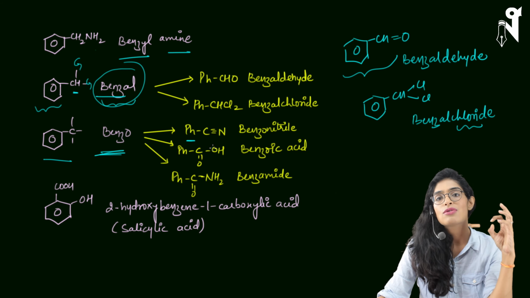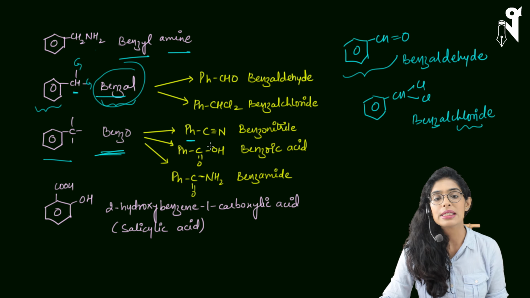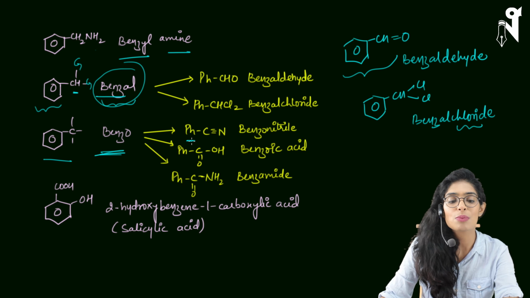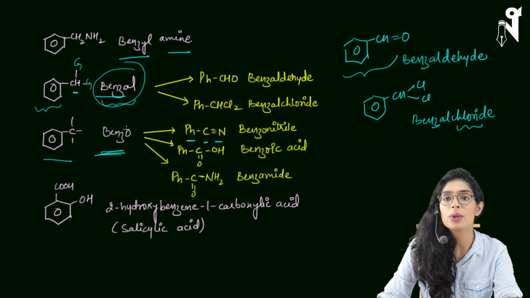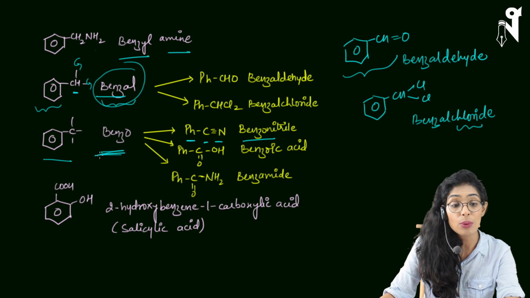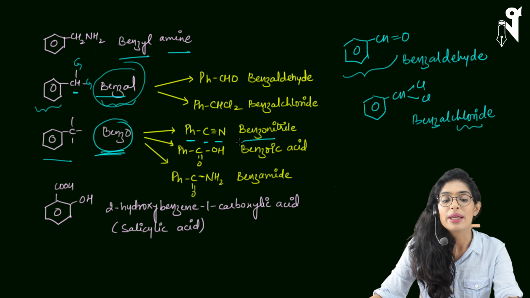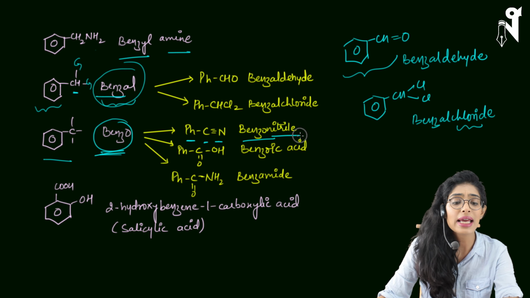If I have to write it in a squeezed manner, we preferably write Ph rather than writing the big benzene. So benzene with C triple bond N, so basically three bonds connected with nitrogen. The compound will start with benzo, and because C triple bond N is a nitrile group, it will be called benzonitrile. Exactly the same way, benzene with COOH.